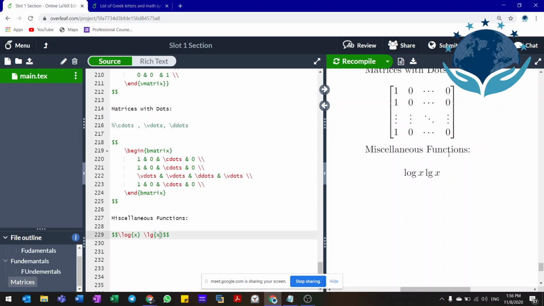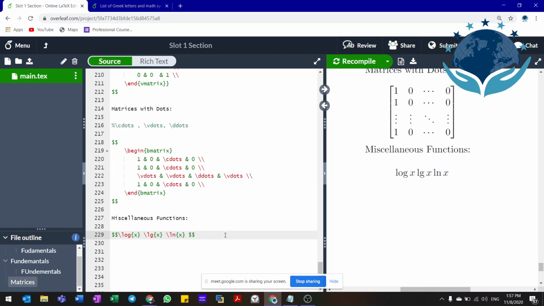In paper writing, many people confuse log x with lg of x. The lg of x is nothing but log x base 2, the binary. In algorithmic work we use log x base 2, so lg stands for log x base 2. Whereas if we simply write log x, it is log x base 10. For the natural logarithm we use ln of x, which is nothing but log x base e.